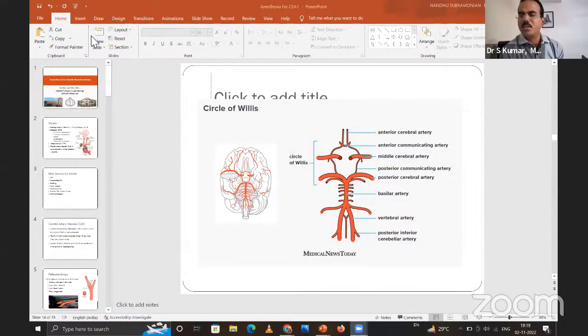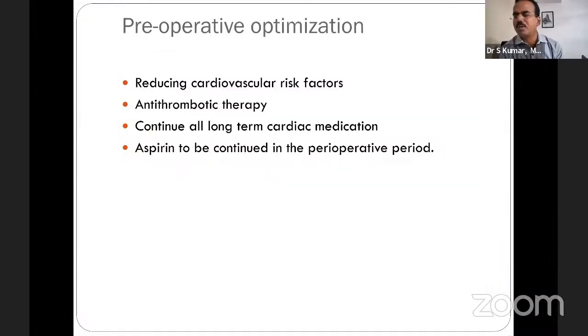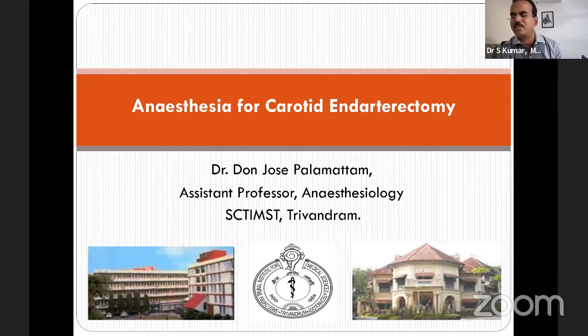The next talk will be on anesthetic management of carotid endarterectomy. That is by Dr. Don Jones. He is an assistant professor at Sijitra. So, carotid endarterectomy, obviously, everybody knows that there is a proven stenosis. Beyond that, the pre-op assessment as well as the neuromonitoring device used, heparin reversal and postoperative hypertension, hyperperfusion syndrome, all those things he will elaborately cover. With this short introduction, I invite Dr. Don Jones to proceed for anesthetic management of carotid endarterectomy.